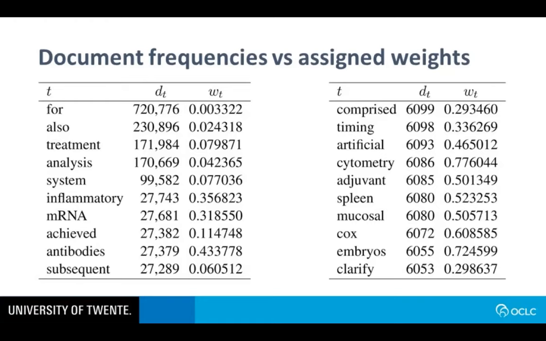If you look at the inflammatory, mRNA, antibodies, they occur more or less equally frequently with "achieved" or "subsequent," which are not traditional or common sense stop words if you study with a normal English corpus. But they do have much less weight in terms of this medical corpus because they really don't carry much of the semantics of documents. On the other hand, mRNA, inflammatory, antibodies are really important in terms of this corpus, even though they occur really, really often.